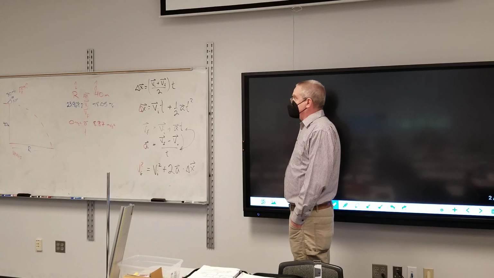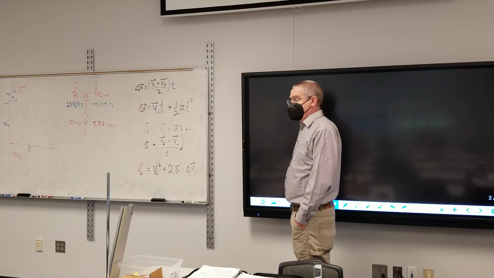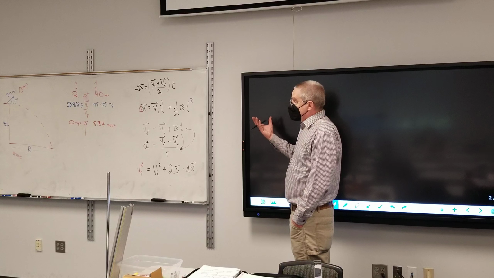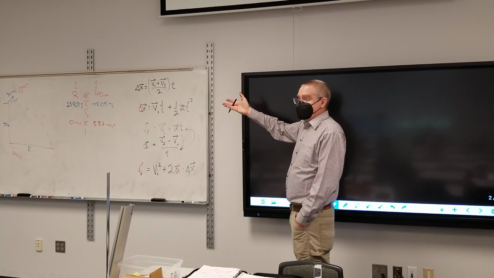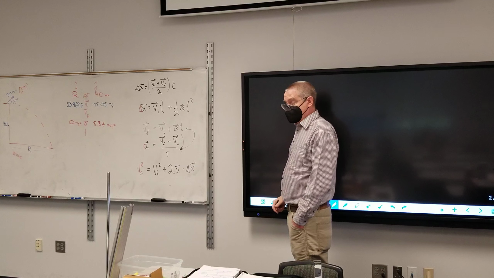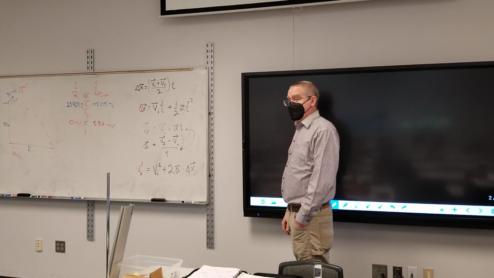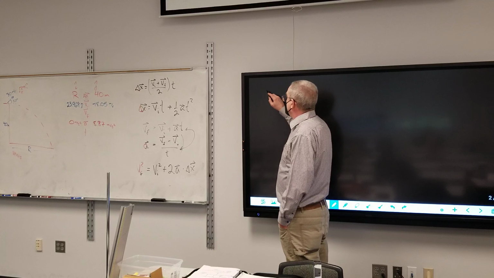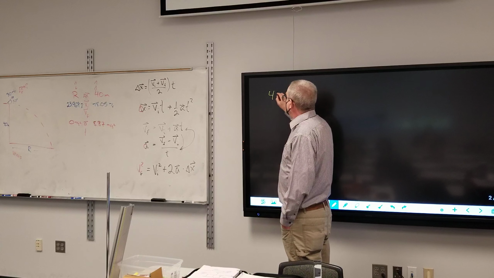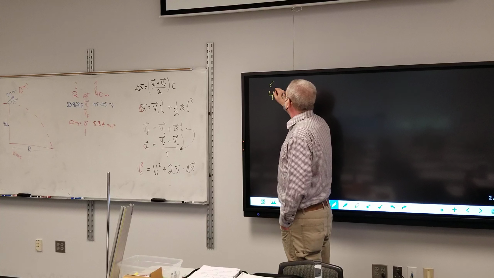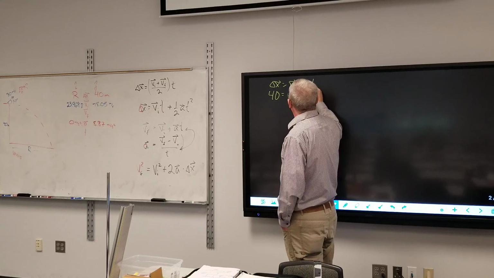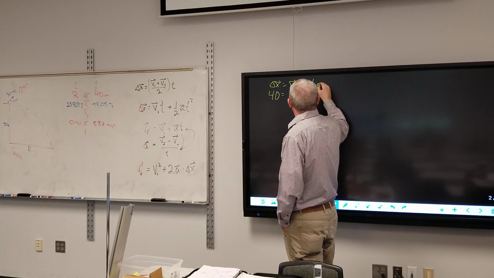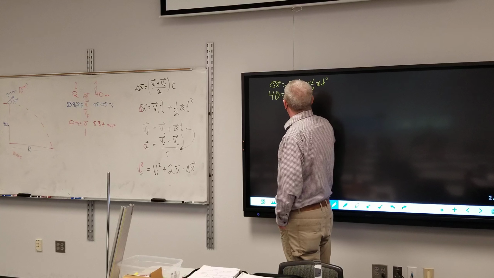It would be helpful if, since we're trying to find time, there was an equation where we don't need to find the final velocity. So is there an equation which doesn't have final velocity in it? The second one. Yep. So I've got 40 equals V_i t plus 1/2 a t squared.